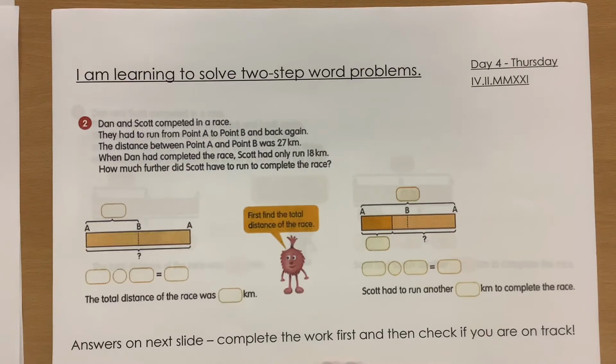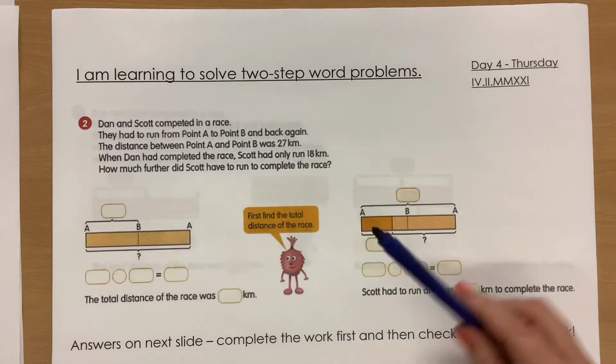So Dan and Scott compete in a race. They had to run from point A to point B and back again. The distance between point A and point B was 27 kilometres. When Dan had completed the race, Scott had only run 18 kilometres. How much further did Scott have to run to complete the race?